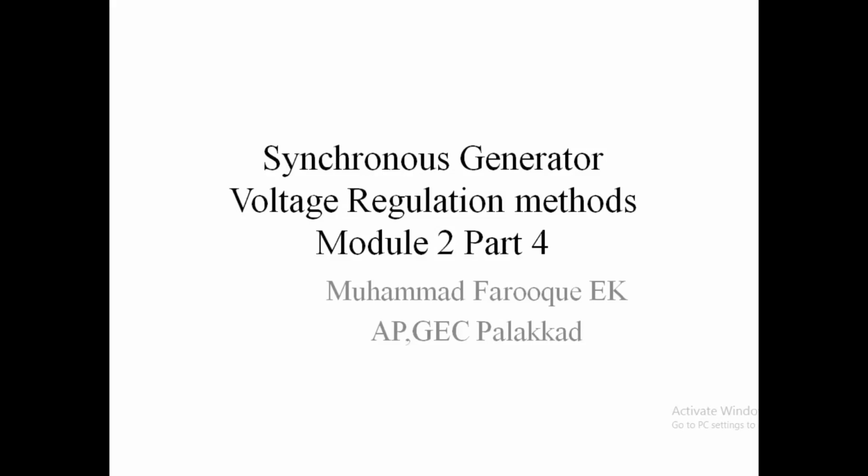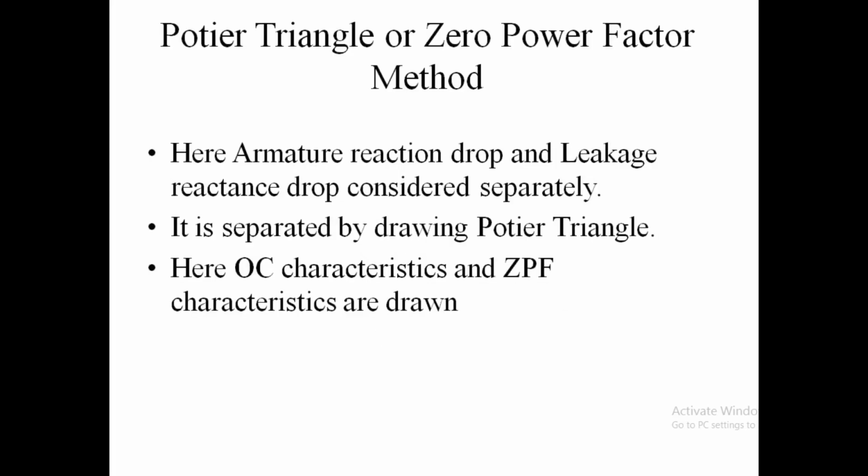Good morning. In the previous lecture, we discussed the MMF method, or ampere-turns method. Now we are going to the Potier triangle method, or zero power factor method. In the EMF method, the first method we discussed, we consider only the leakage reactance drop. In the second method, the MMF method, we consider the armature reaction drop only. But in this method, we are considering both the drops.